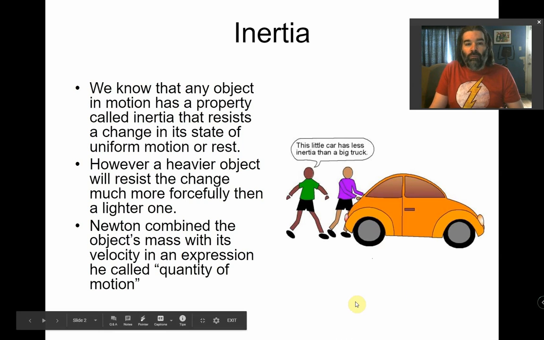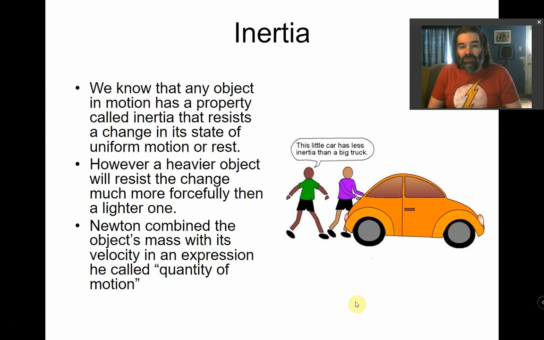So momentum is basically a quantity of inertia. Any object in motion has a property called inertia that makes it want to resist its motion. In fact, that's what your mass really is. It's not to do with your weight, it's to do with your inertia. A heavier object will resist the change much more forcefully than a lighter one.